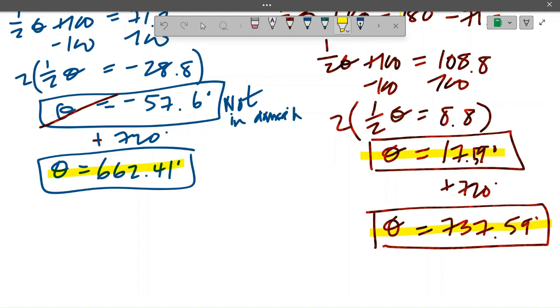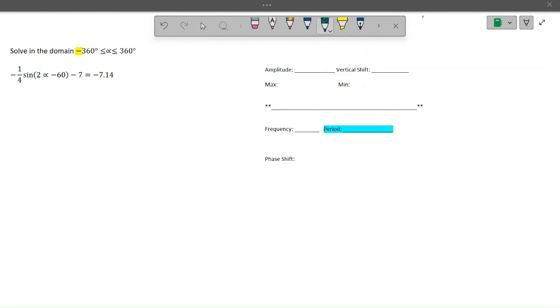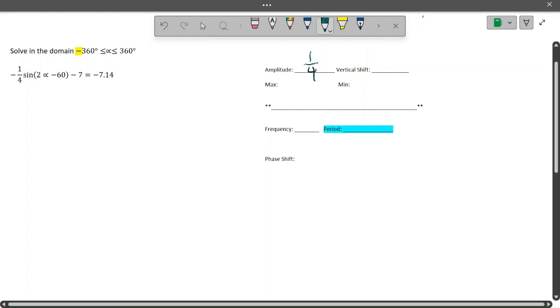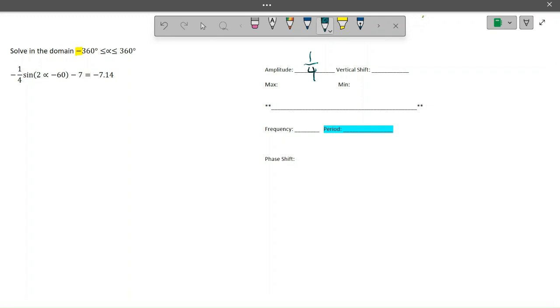All right, next problem. Okay, our final problem. Let's go ahead and go through this really quickly. Our amplitude is 1/4. It is not negative 1/4. We'll get there in a second. We have a vertical shift of -7. That places our maximum at -6 3/4, and our minimum at -7 and 1/4.